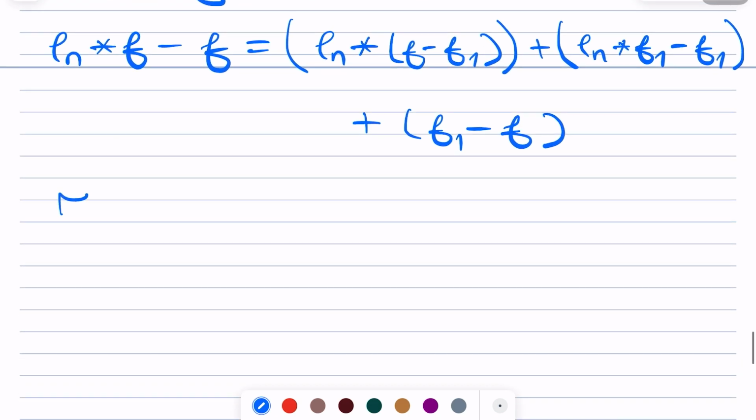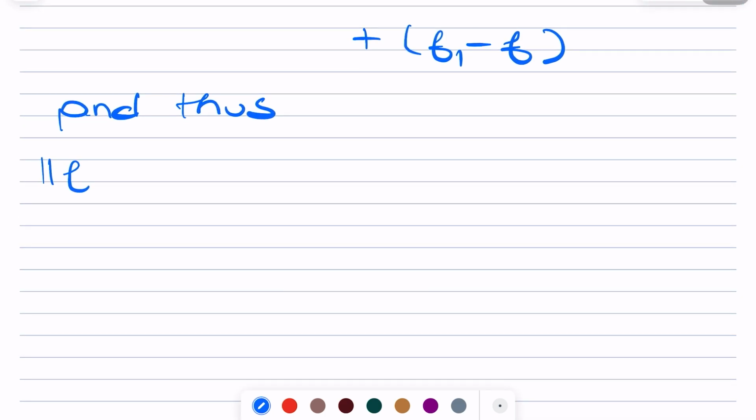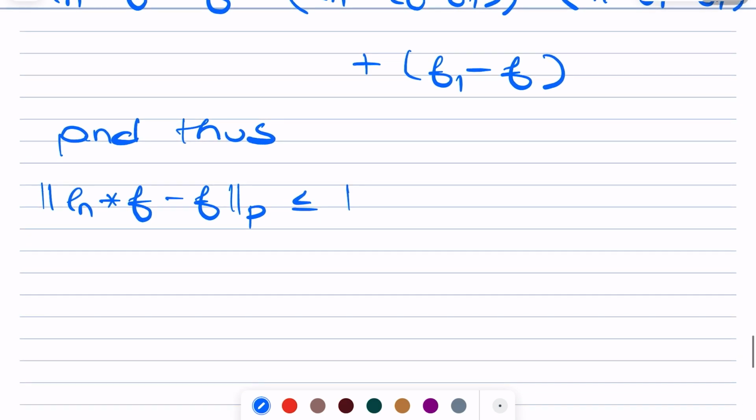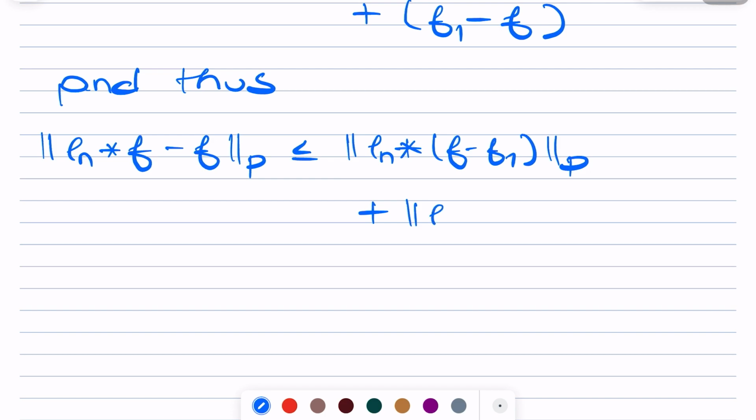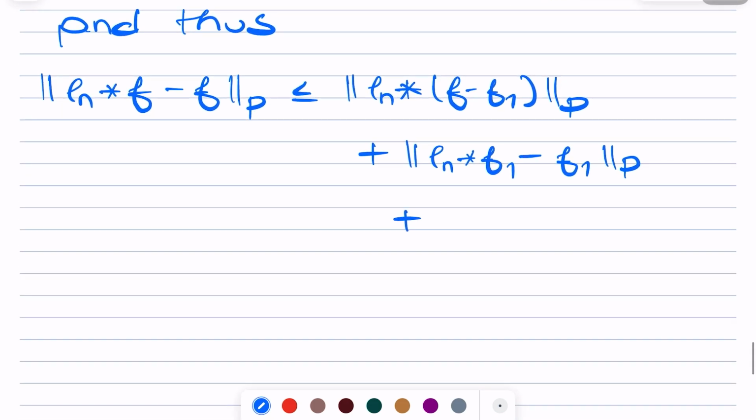And the LP norm of rho n convoluted with f minus f, by triangle inequality of course, is less or equal than the LP norm of rho n convoluted with f minus f1, plus the LP norm of rho n convoluted with f1 minus f1, plus the LP norm of f1 minus f. This is basically by triangle inequality, so there's nothing hidden behind this. Okay, good.